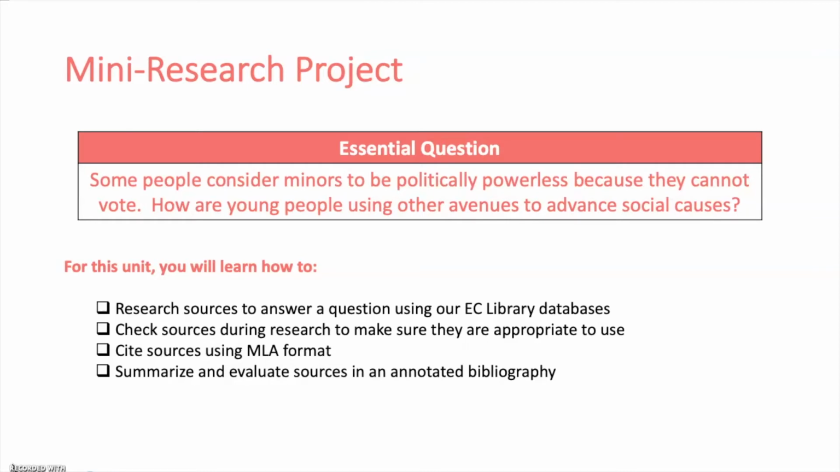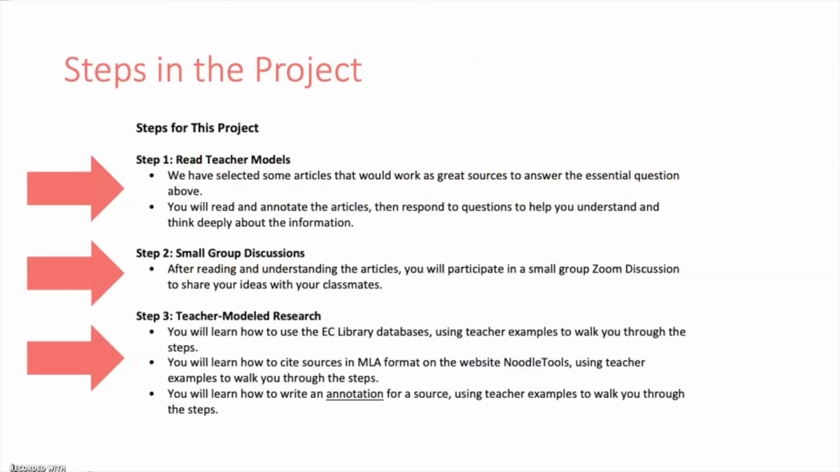So this question will guide us through our research, and throughout this unit you'll learn how to research sources, to answer a question using our EC Library databases, how to check sources during research to make sure they're appropriate to use, how to cite your sources using MLA format, and finally how to summarize and evaluate those sources in an annotated bibliography. So the first step for the project is to read teacher models. We, the Honors English 9 and English 9 teachers, have picked out some articles that we think will work as great resources. So this week we're going to be reading and annotating those and then answering questions. On Friday, you'll be doing a small group Zoom discussion to share your ideas with your classmates.